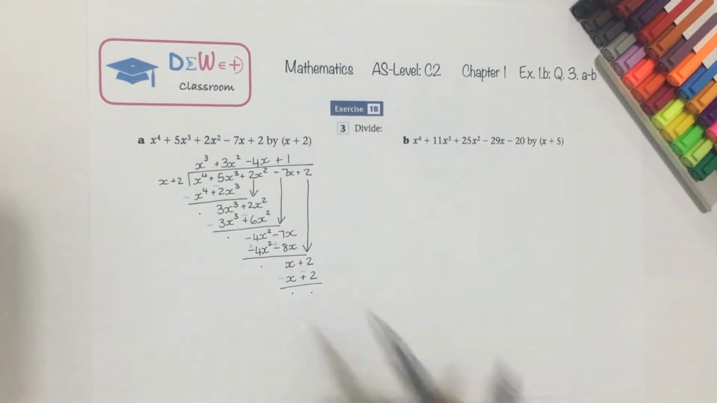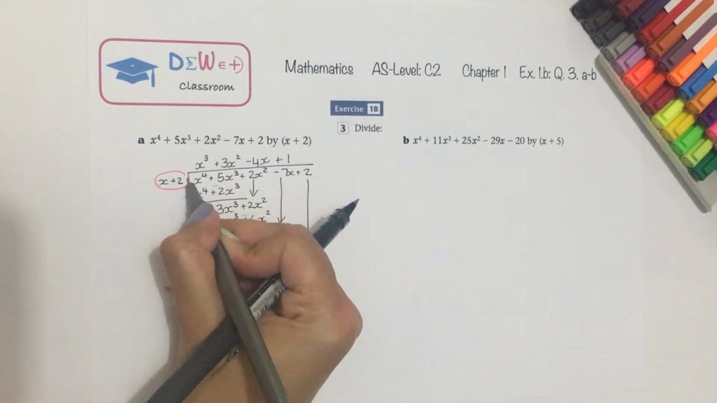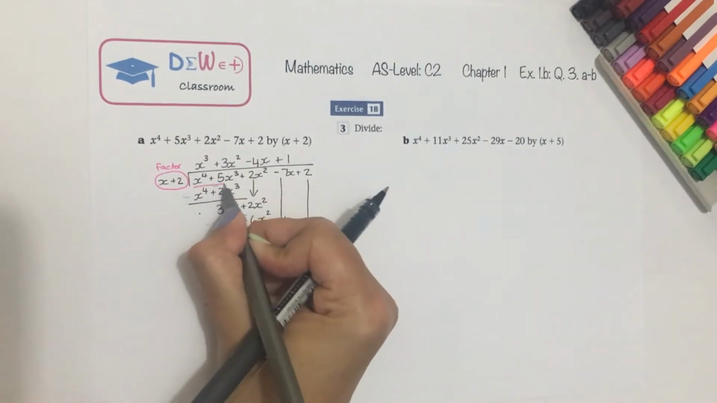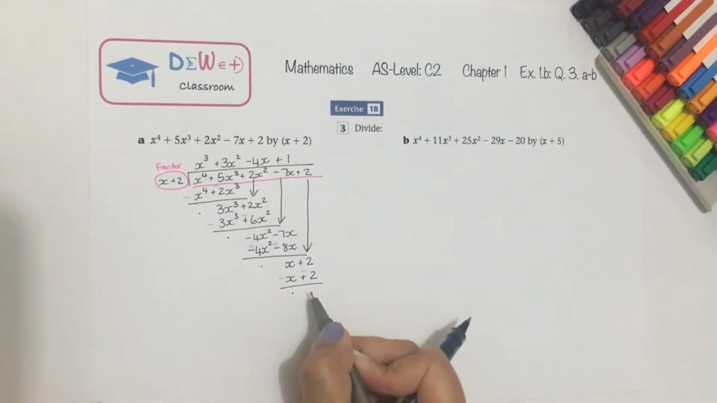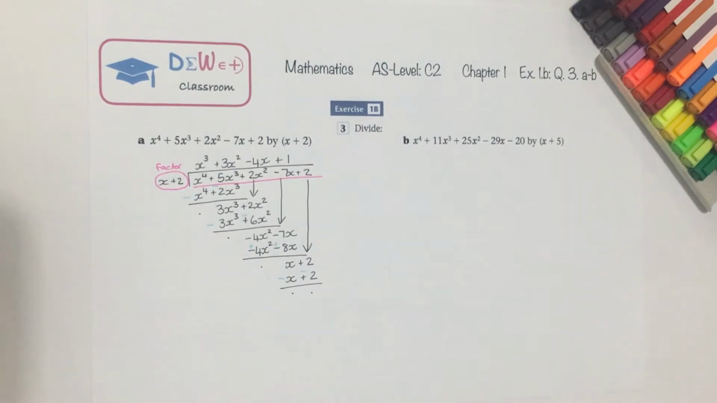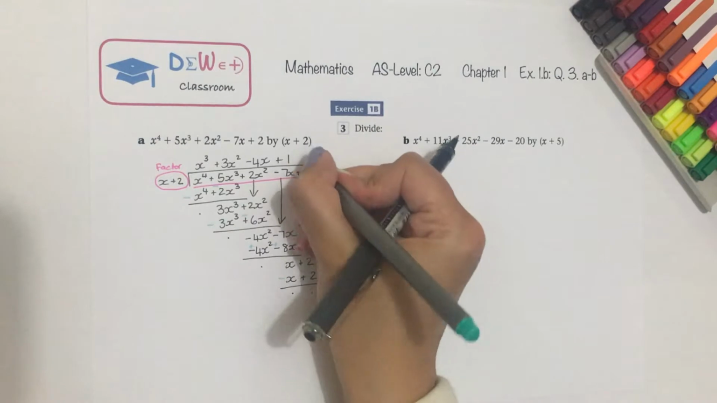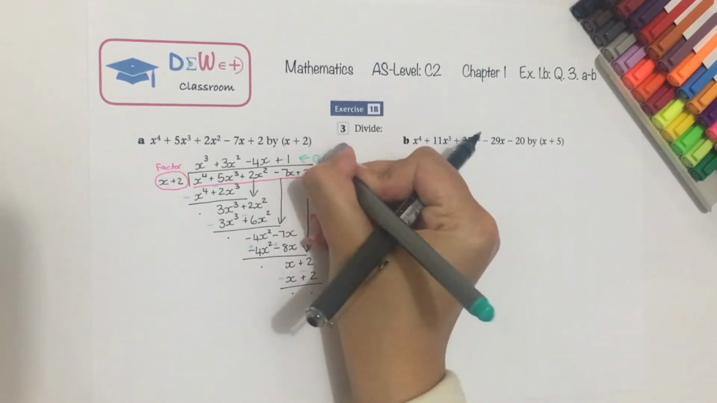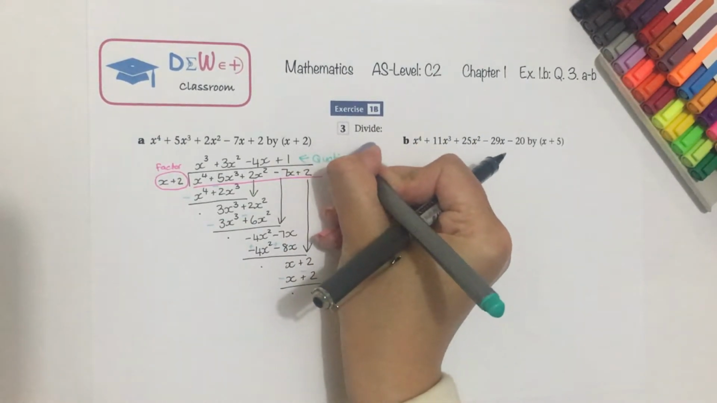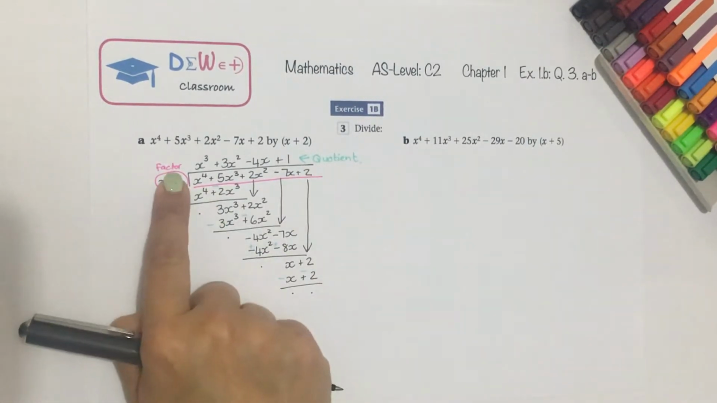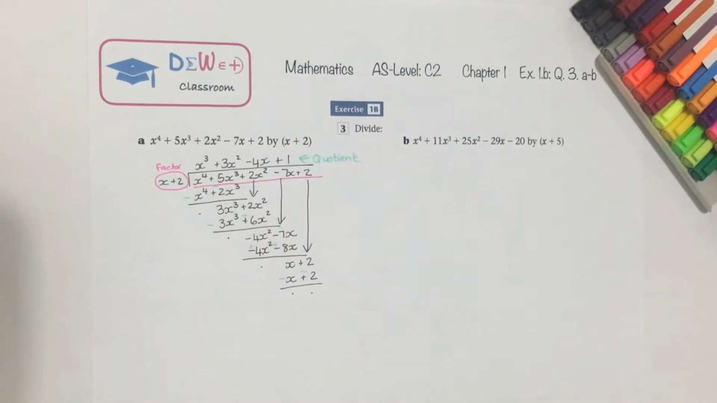So we can now confidently say that x plus 2 is indeed a factor of this polynomial because the remainder is 0, and our answer here, the x cubed plus 3x squared minus 4x plus 1, this is our answer, also known as the quotient. When you multiply the quotient with the factor, you should get back to the polynomial.